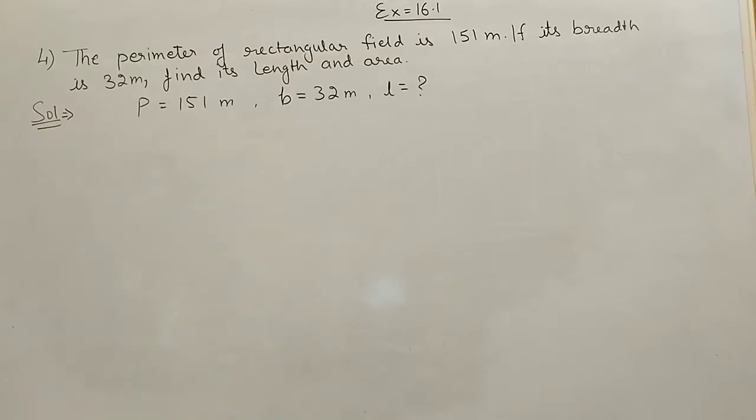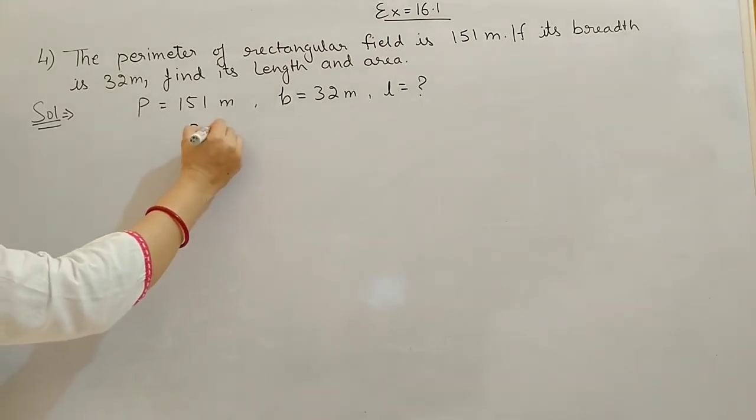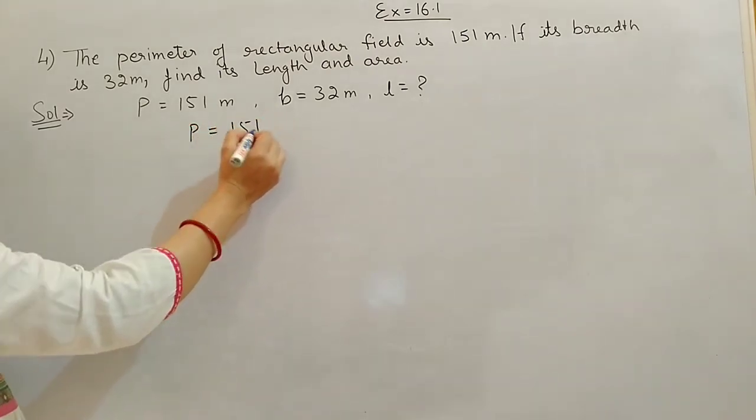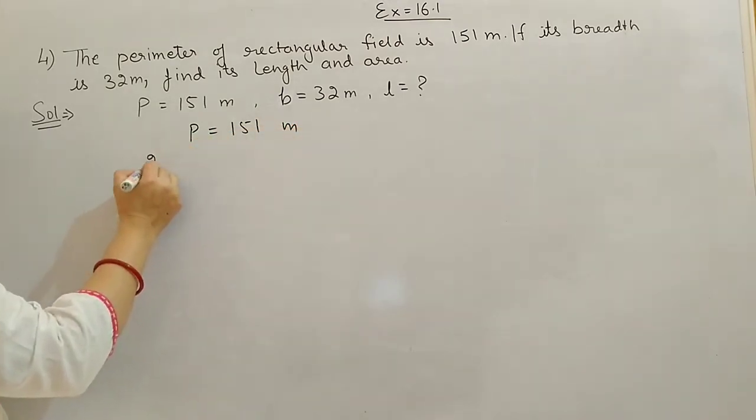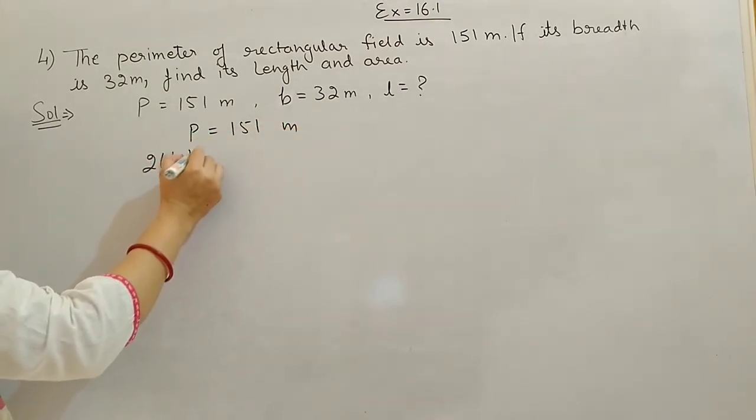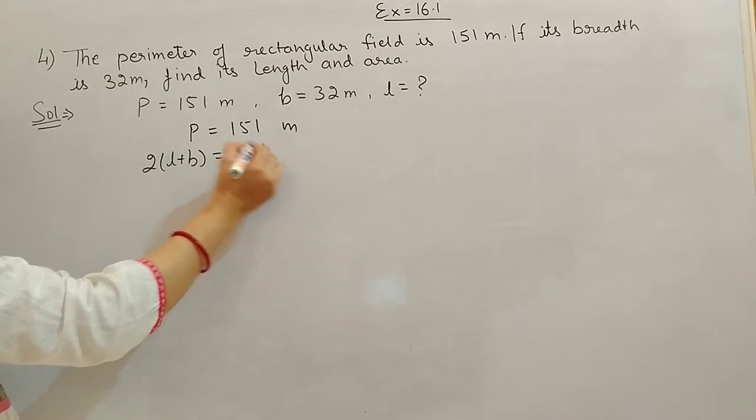Next question number 4. The perimeter of a rectangular field is 151 meter and if its breadth is 32 meter, find its length and area. Perimeter is given, breadth is given and length we have to find out. So because perimeter is given, it means we have to start from perimeter. Perimeter is equal to 151 meter. Perimeter formula is 2 times (L plus B) is equal to 151.